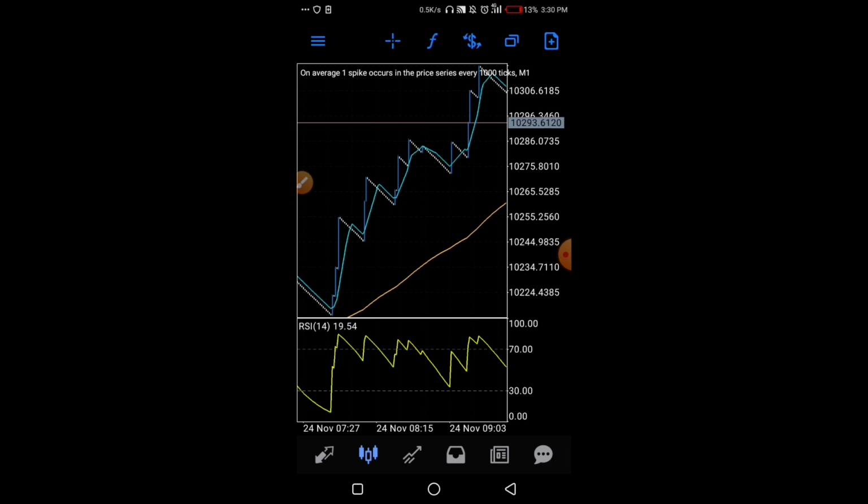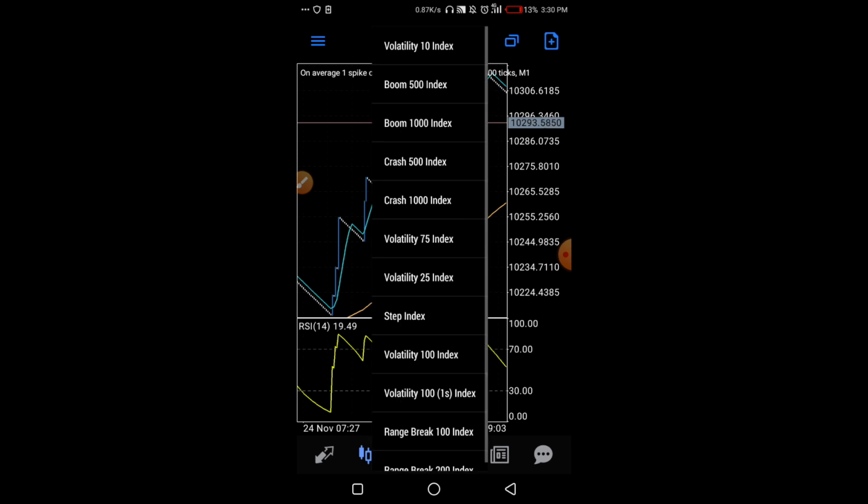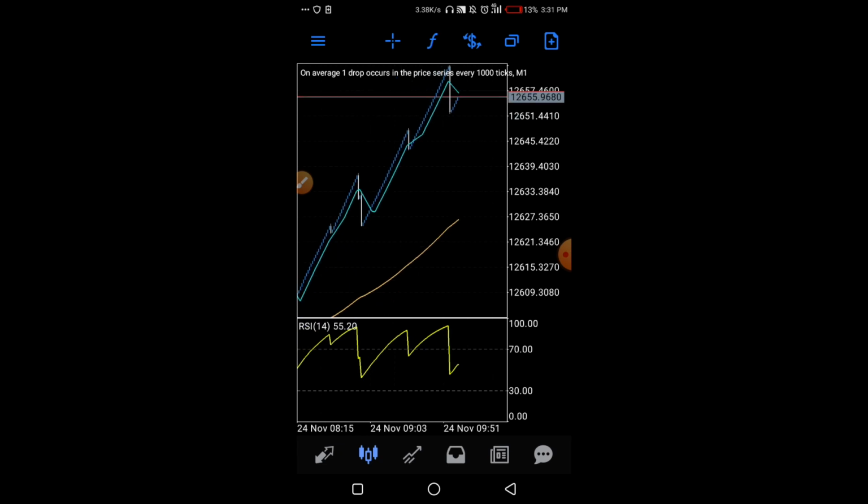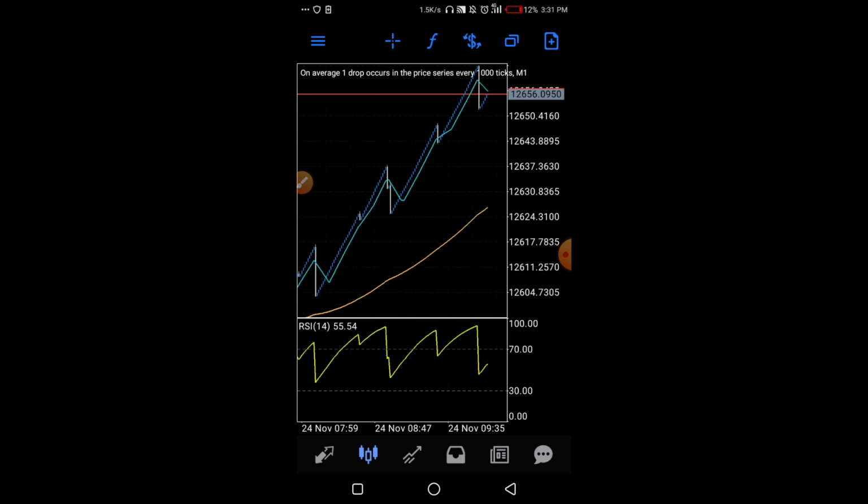Now let's go to Crash 1000. All the steps we talked about for Boom 1000 work on Crash 1000 but in the opposite direction. Since Crash 1000 goes up and the spikes are downward, we have to apply the same thing but in the opposite direction. What we said, the market should be above the moving average for Boom 1000, right? So for Crash 1000, if we want to trade the spike, the market should be below the moving average.